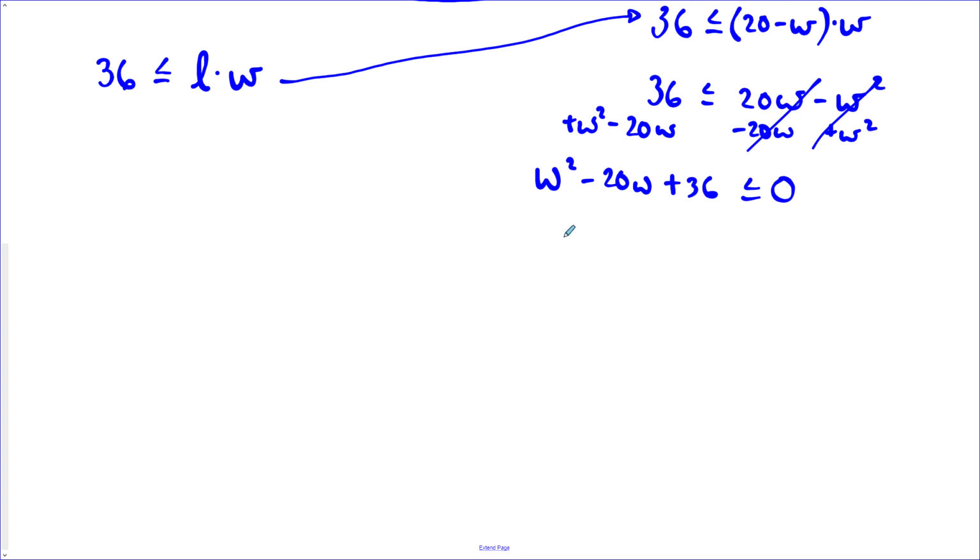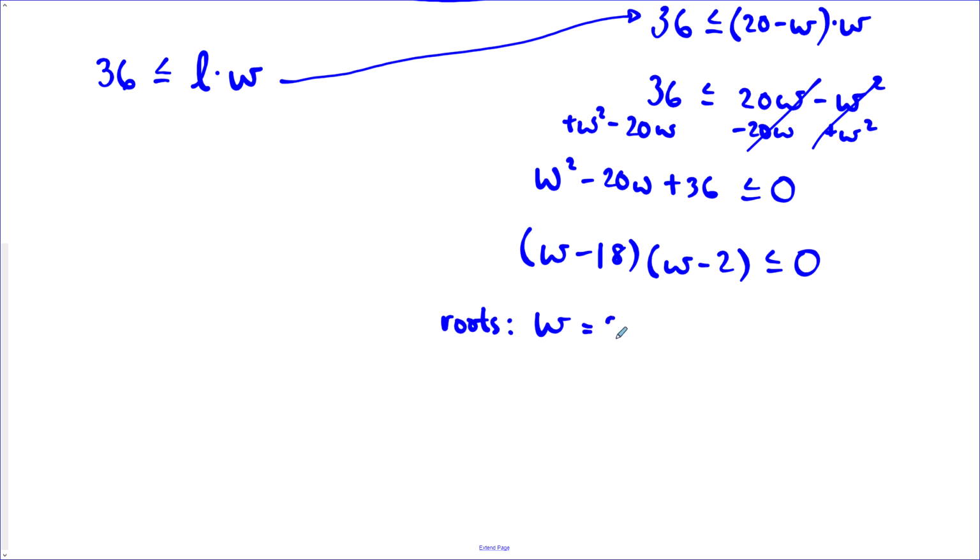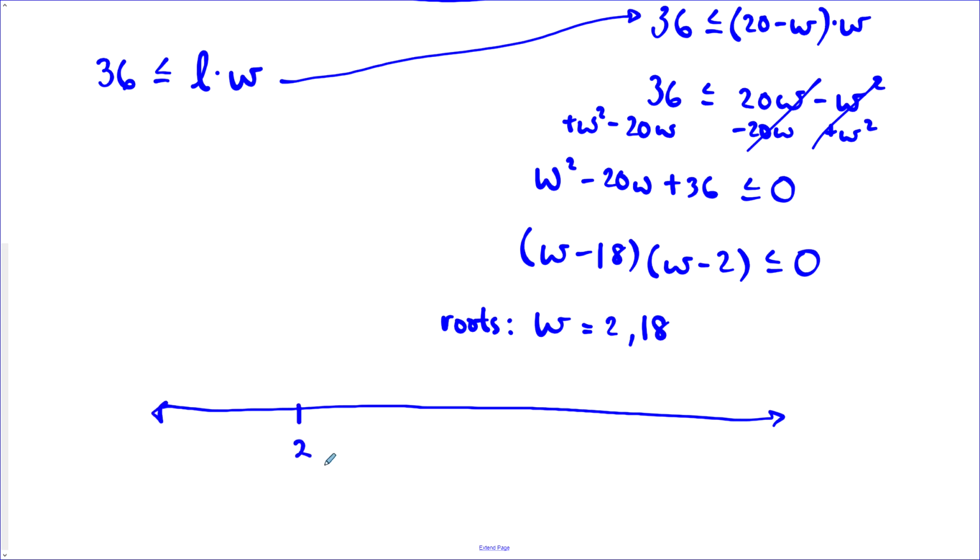Now we want to factor this. We could solve this using roots and test points. Let's see, W minus 18 and W minus 2. We'll make this work. That means that our roots are W is 2 and 18. Putting that on a number line so we can test each interval here. We've got 2, we've got 18, and these are W values we're testing.